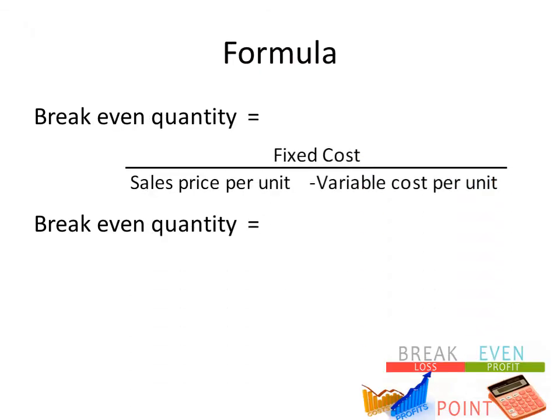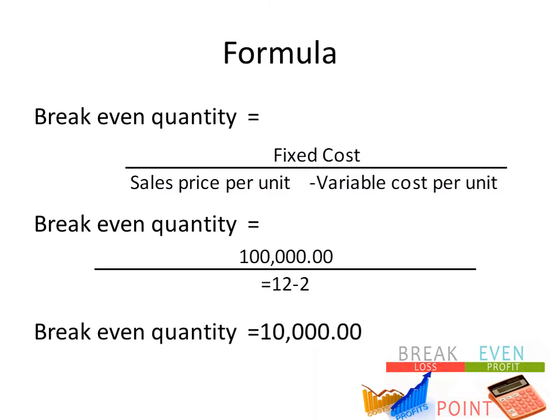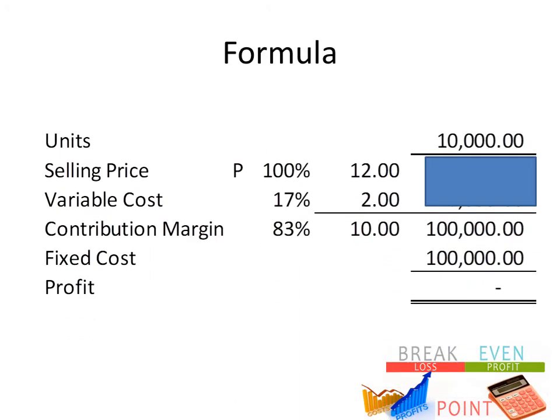So, we know that the computation is fixed cost divided by sales price per unit less variable cost per unit. So, how much? We have 100,000 fixed cost and then our selling price is 12 less the variable cost of 2, therefore our break-even quantity is 10,000. So let's check if it's really so. 10,000 times 12 is 120,000. And then 10,000 times 2 is 20,000. So when we deduct, it's still 100,000.